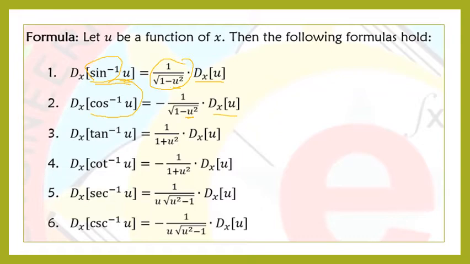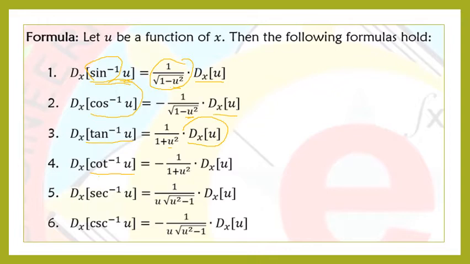Sa third na formula, class, ang derivative ni tangent inverse or arctangent u is equal to 1 over 1 plus u squared times yung derivative ni u na naman. So, always may multiply natin dito yung derivative ng function u. Sa fourth na formula is the derivative of the arccotangent u or cotangent inverse is equal to the negative of 1 over 1 plus u squared.